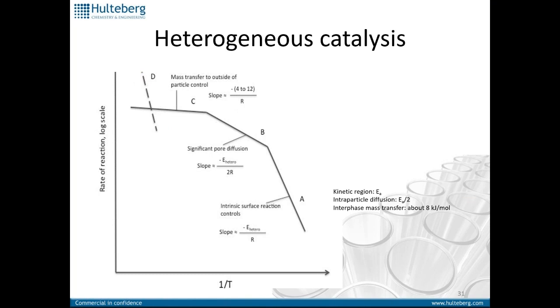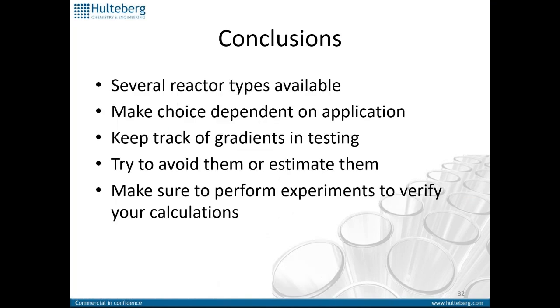So to conclude, we have several reactor types available. We make these choices depending on the reactor, depending on the application. If it's a screening, if it's verification, if it's diagnostics, we choose reactors differently. In the testing, we keep track of the gradients, especially when we do screening and activity measurements for new reactions. And we try to avoid these gradients, and we do that by a combination of experiments and calculations.